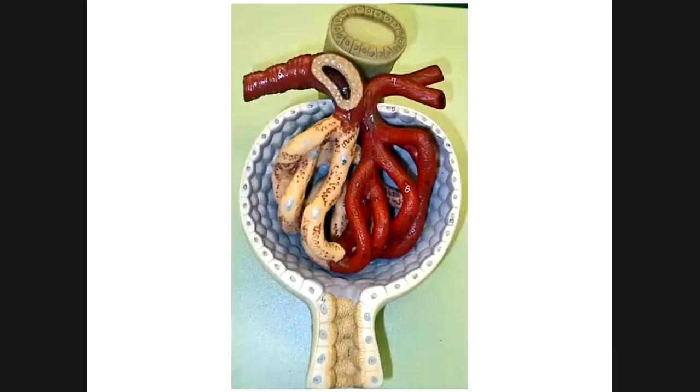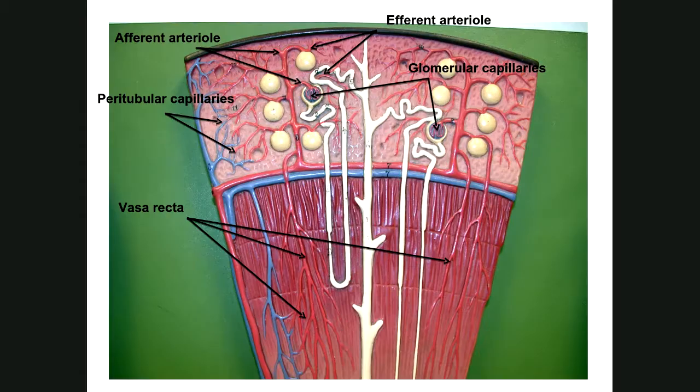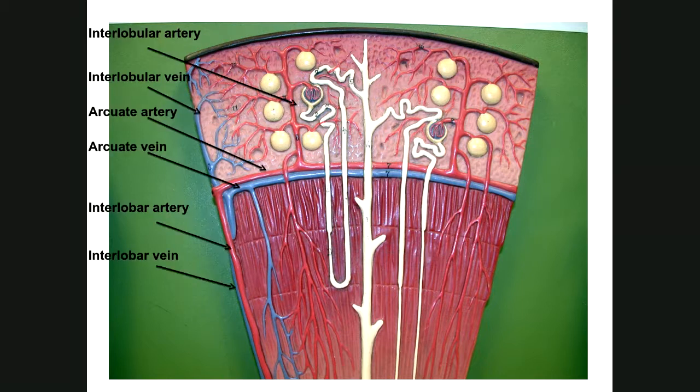It looks like this. We'll come back to it in just a second. Well, let's look at it on this model. There they are right here. That's these dots. What these dots are, are little capsules. And inside the capsules are blood vessels. So look, we have more blood vessels.